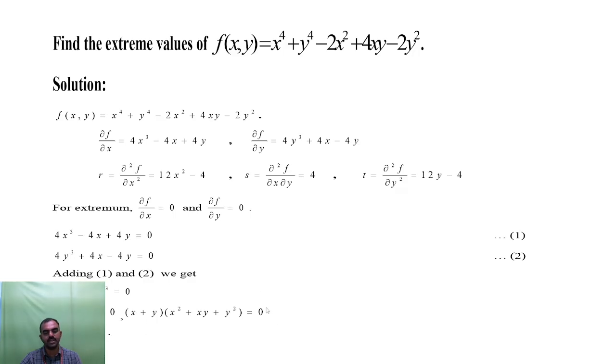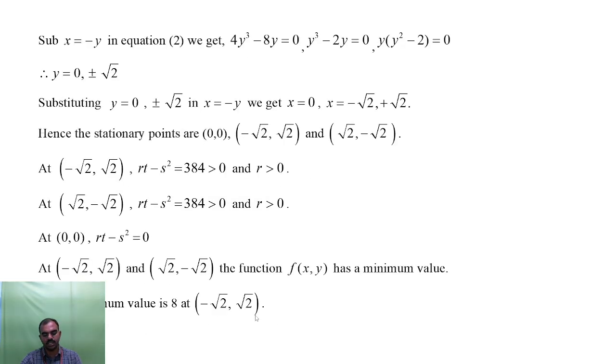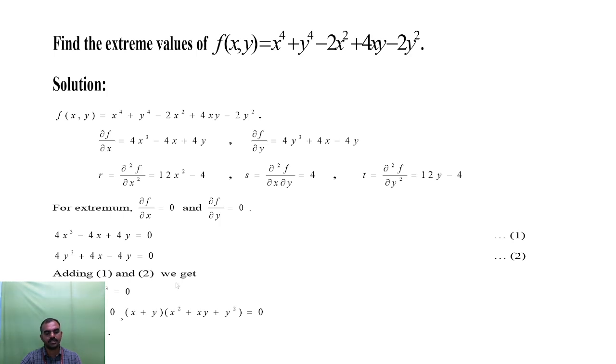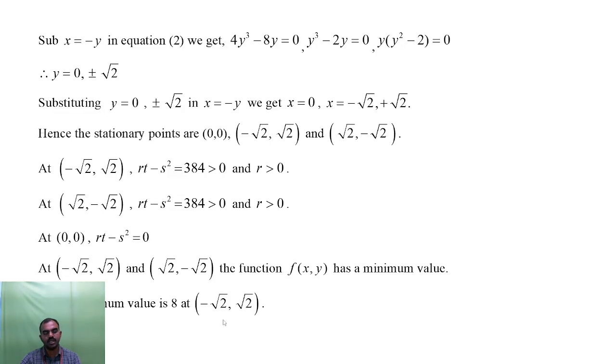So either x value 0 or y value 0. Okay, so either x plus y equal to 0. What we get? x equal to minus y. Then x square plus xy plus y square equal to 0.